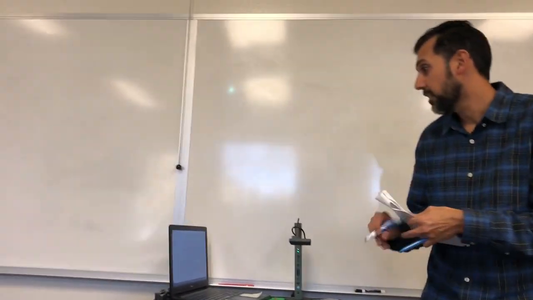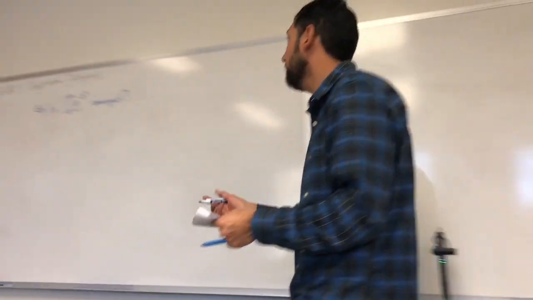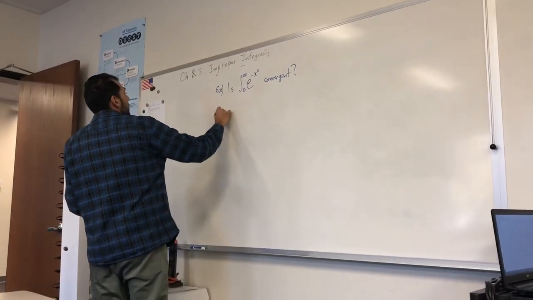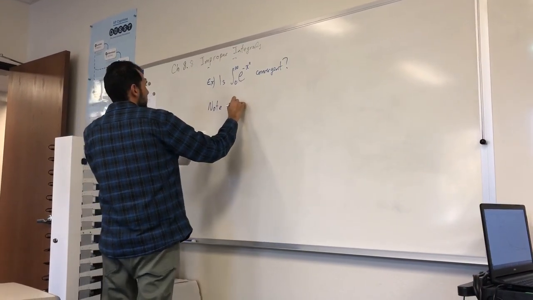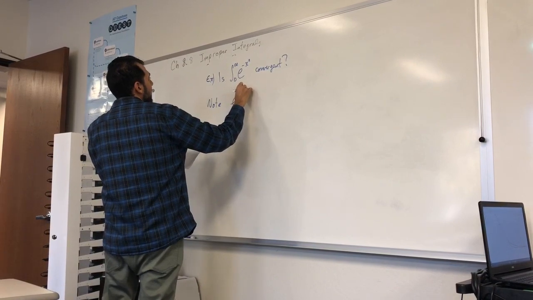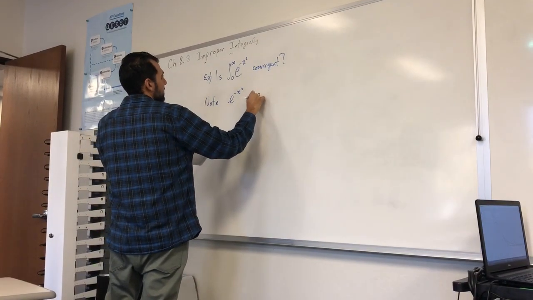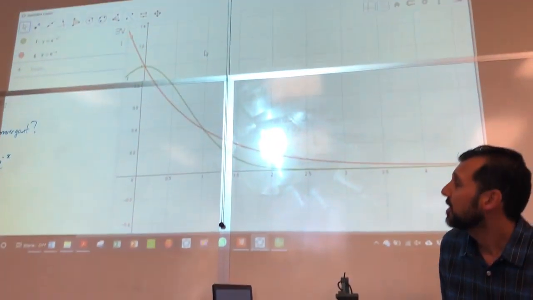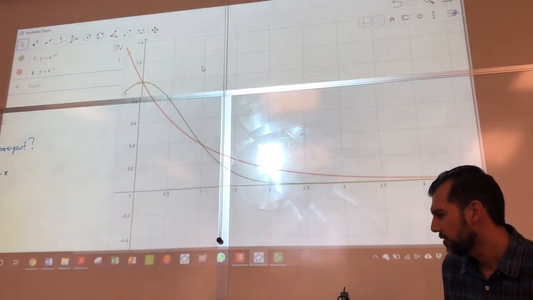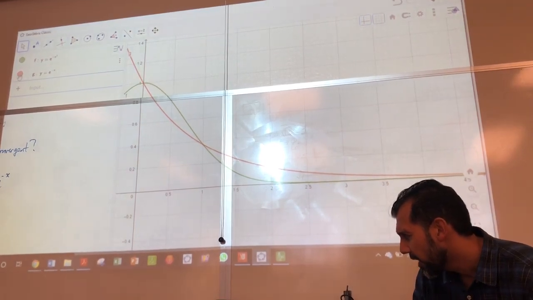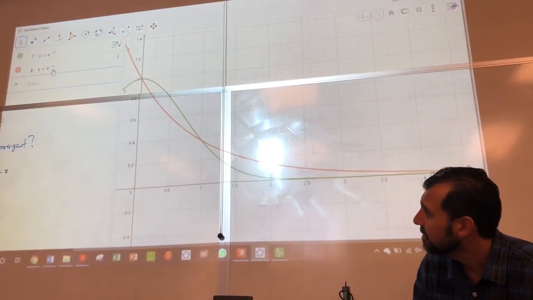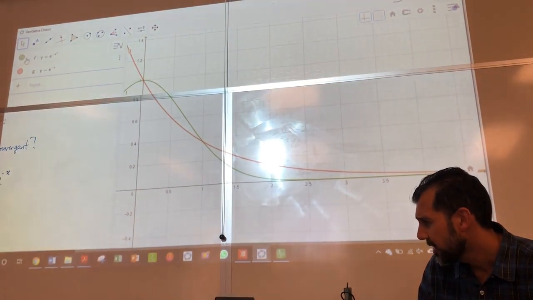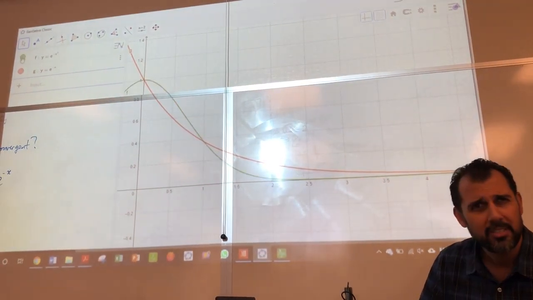The function that I'm going to compare it to is e to the negative x. And I just want you to note the relationship between e to the negative x squared and e to the negative x. What's the relationship between these two functions? Well, let's consult GeoGebra for a minute. So here I have two different graphs. The one in red is e to the negative x, and the one in green is e to the negative x squared.